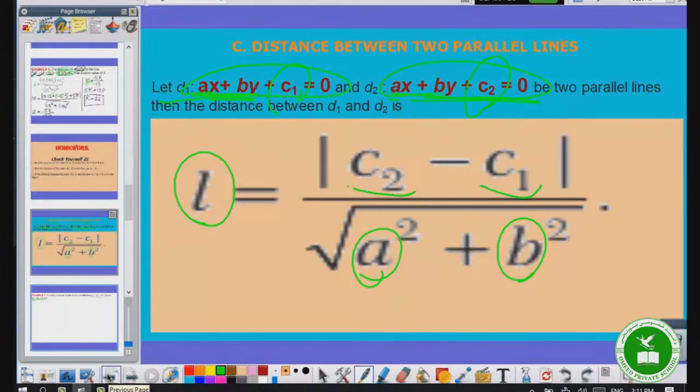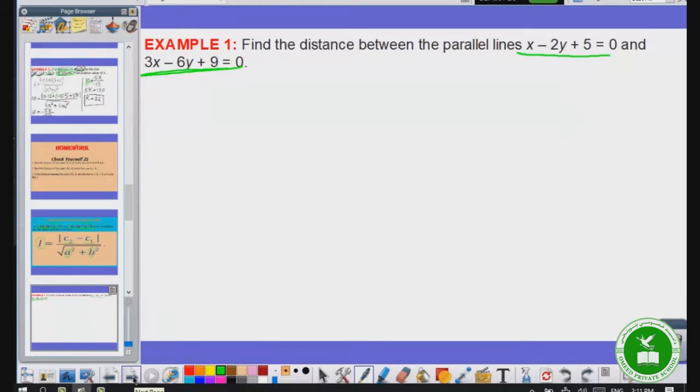Okay, let's solve a few examples to make the concept clearer. Example number 1. As you see here, two equations are given.